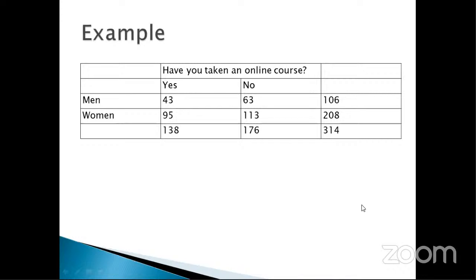and the column total. So your row total for men is 106 men that were surveyed randomly, and there are 208 women that were surveyed randomly also. So the total is 314. But you notice that there are 138 who have responded yes, and 176 who have responded no.